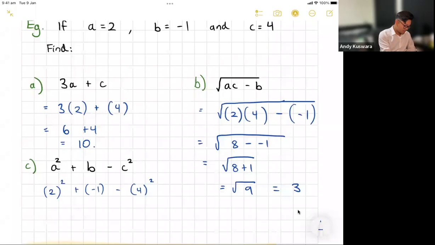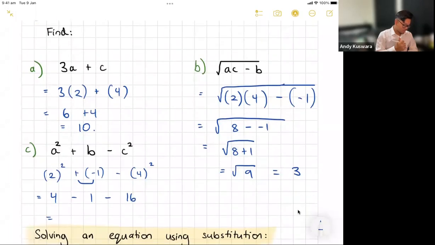So let's take a look here. Now we've got 2 squared, which is 2 times 2, which is 4. We've got plus -1. If I see a plus and minus together, I know it's the same thing as just -1. And then I've got minus, and I've got 4 squared here, so that would be 16. And so I've got 4 minus 1 minus 16. 4 minus 1 is 3, minus 16 is -13. You can use a calculator here if you need. And that there will be how you solve it. Those are your answers for these. That should help you for the exercise.